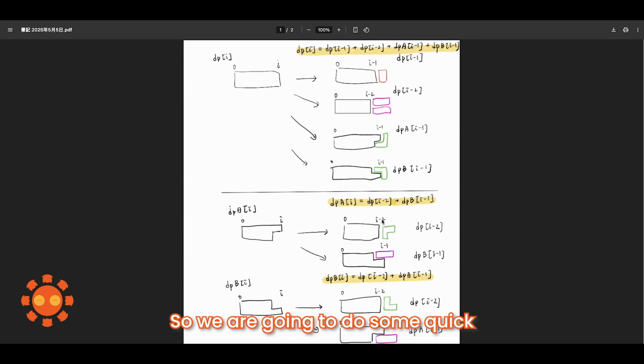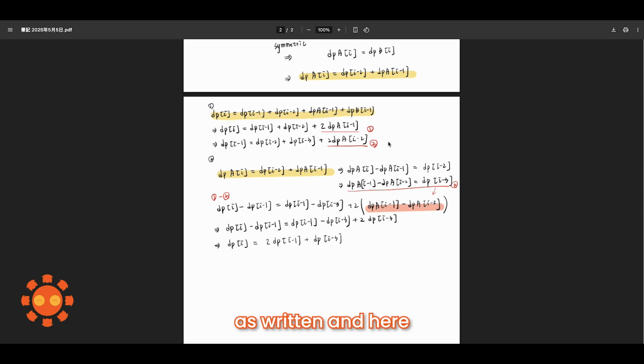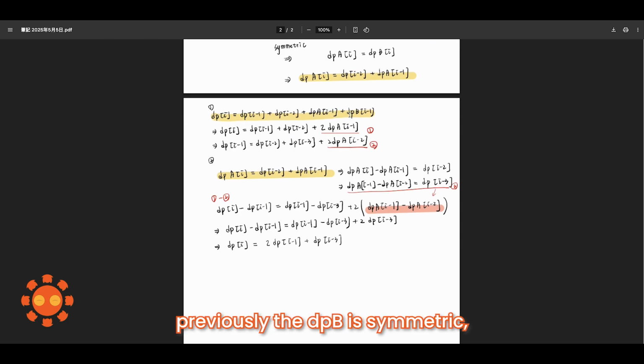Okay, so we are going to do some quick math here. The first formula we got is written here. As I said previously, dpb is symmetric, which equals dpa, so we combine these into the same one. So we got the first formula here. Then for dpa[i minus 1], the situation will be exactly the same, and we're just replacing i with i minus 1, which we did here. This will be the second formula.